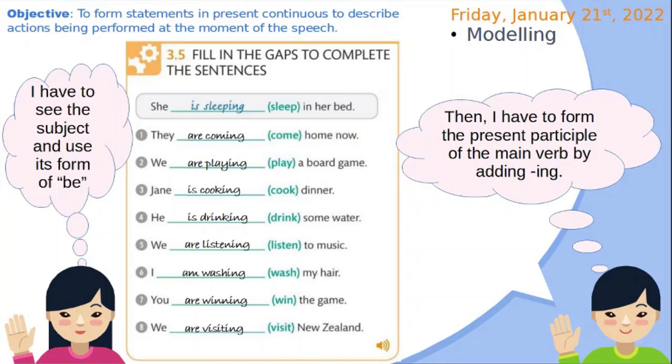Ok. Y si fuera en negativo, pues nada más le pongo el not. They are not coming home now. We are not playing a board game. Jane is not cooking dinner. He is not drinking some water. We are not listening to music. I am not washing my hair. You are not winning the game. Or we are not visiting New Zealand. Fácil.